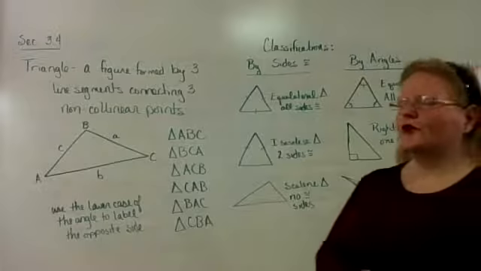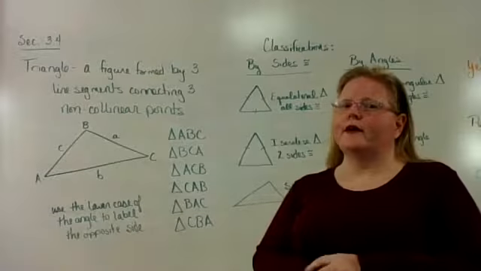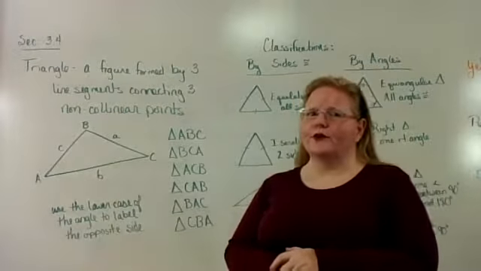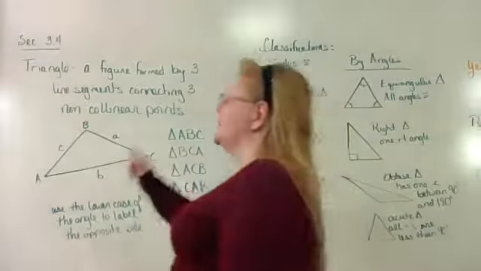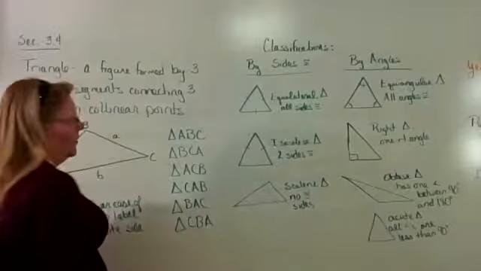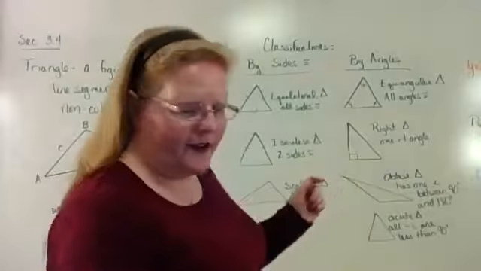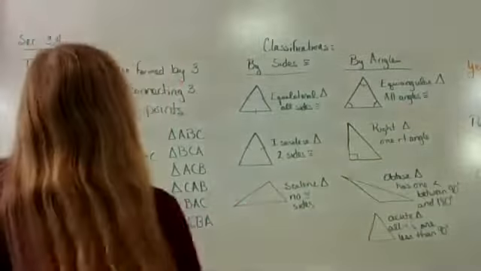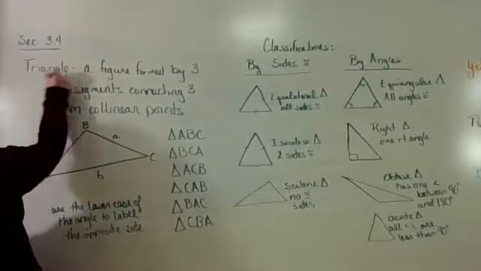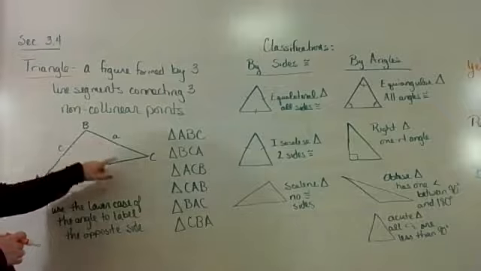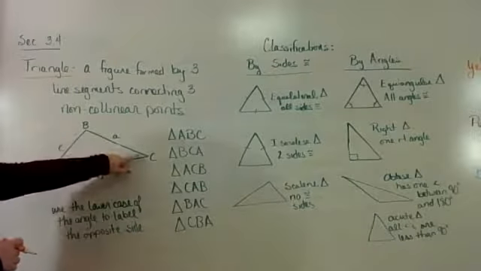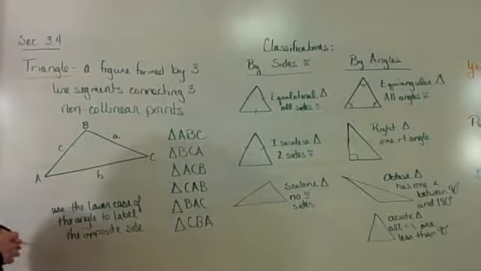So triangles are pretty simple, and I think you probably know most of what we're going over today, but we have to go over it anyway. So let's start with the definition of a triangle. The definition of a triangle is a figure formed by three line segments connecting three non-collinear points, which means they're not all in a line, but I know you knew that.